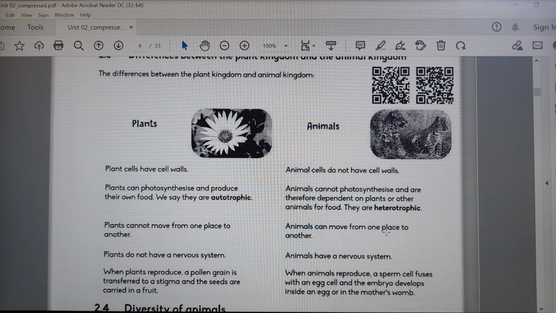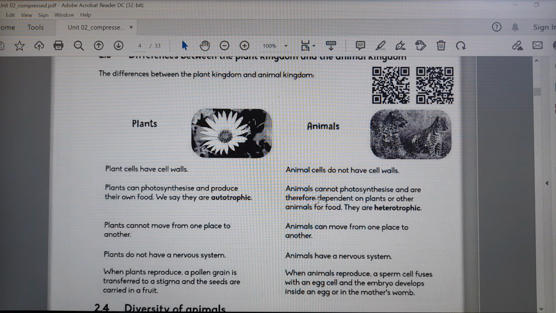Animals can move from one place to another. Animals have a nervous system. When animals reproduce, a sperm cell fuses with an egg cell and the embryo develops inside an egg or in the mother's womb. Okay, so the things that we need to differentiate is the cell walls, okay?